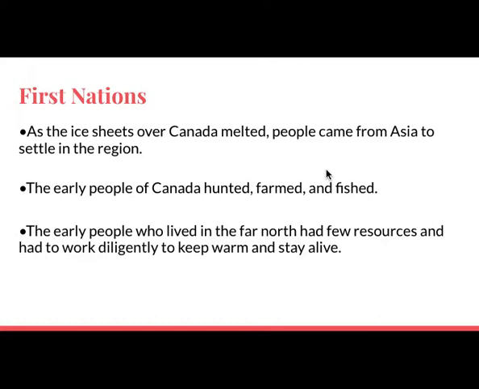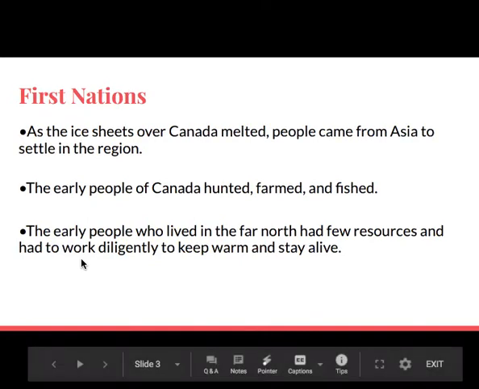So to sum up what we learned, as the ice sheets over Canada melted, people came from Asia and settled in this region. The early people of Canada hunted, farmed, and fished, and the early people who lived in the far north had fewer resources to work with and had to work diligently to keep warm and stay alive.